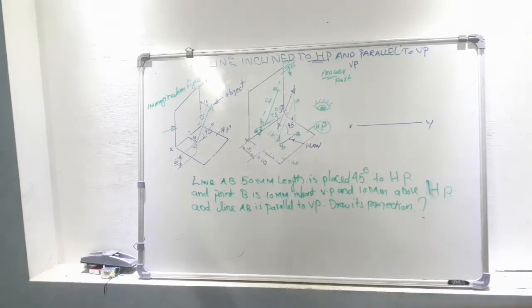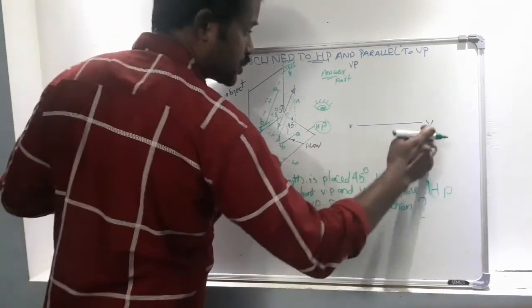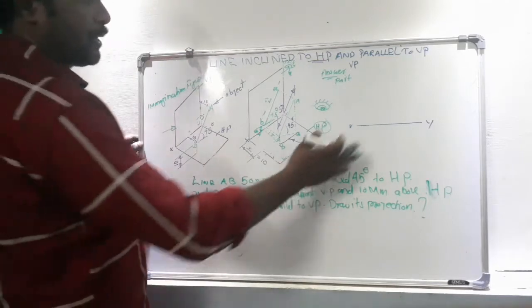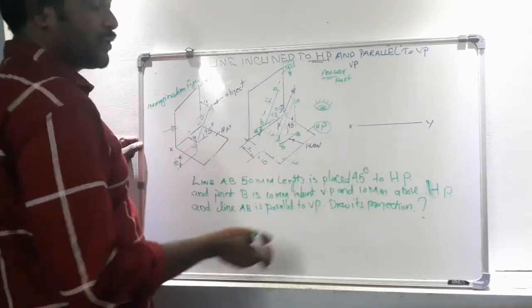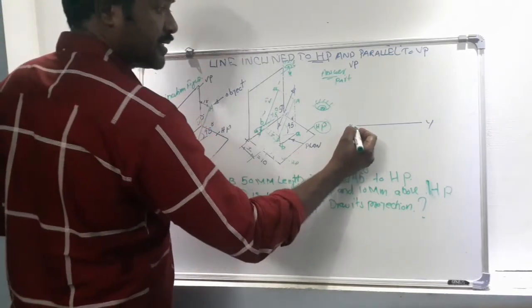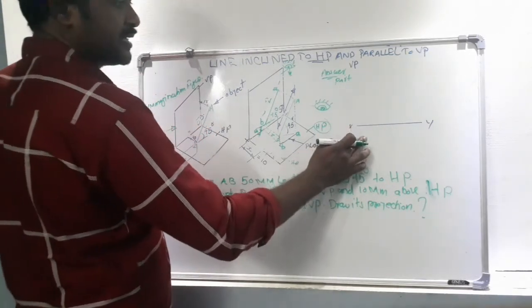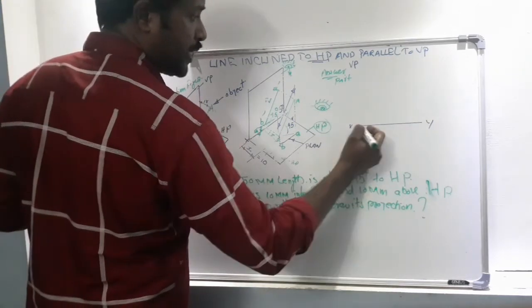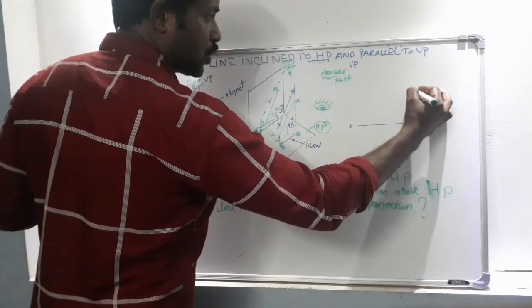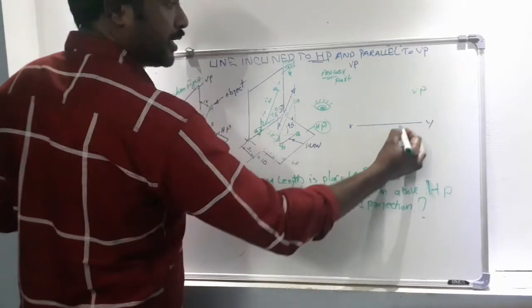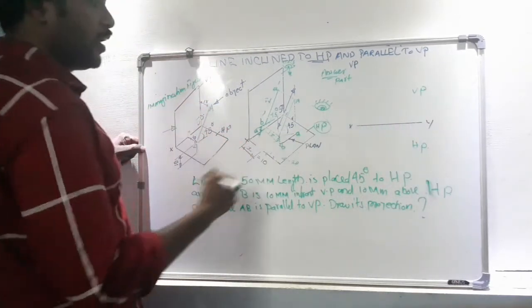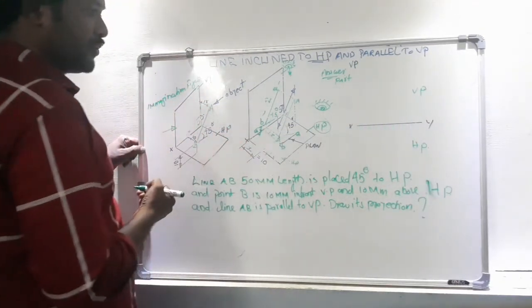Now, in the answer part, first you have to draw the XY line. Now we have to project its front view and plan on the reference planes. We know that in the case of first angle projection, the plane above the XY line is called the vertical plane, and the plane below the XY line is called the horizontal plane. Now we have to project its front view.